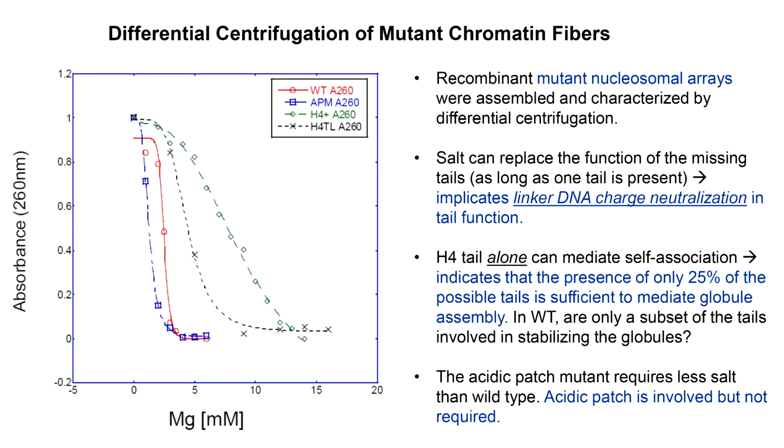The H4 tail alone can mediate self-association. We found this quite remarkable. Only 25% of the total tails are there in the form of two H4 tails. So we wonder whether only subsets of the tails are involved in stabilizing these globules in the wild type. And the acidic patch mutant, as I mentioned, requires less salt. It's involved, but it's not required. So something very important is going on, but it's not absolutely required.